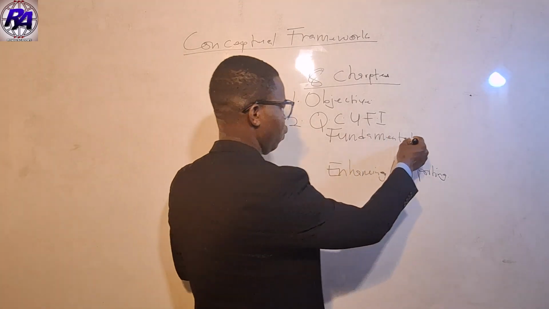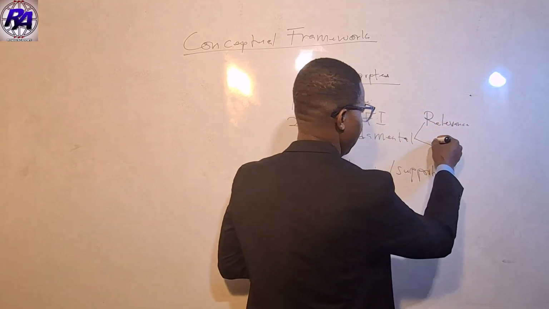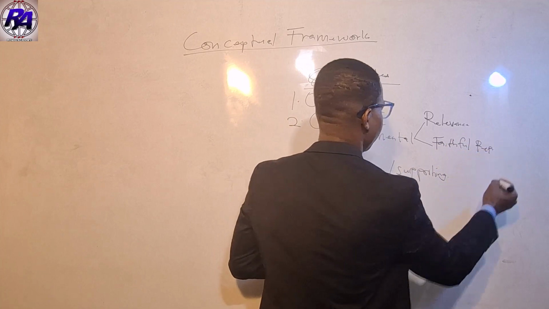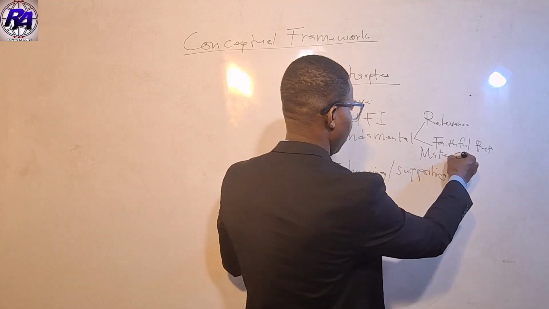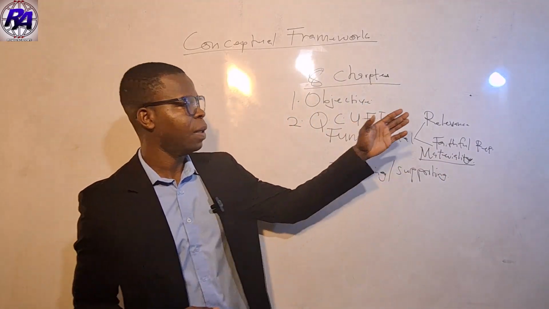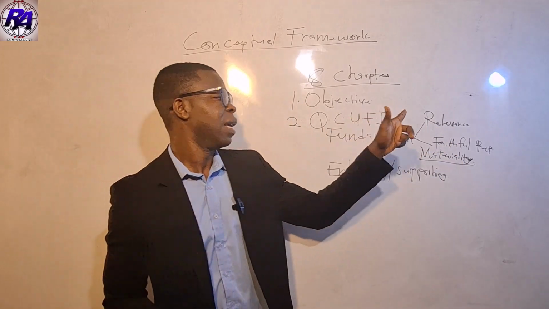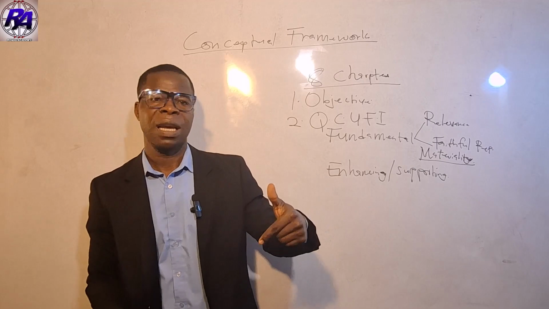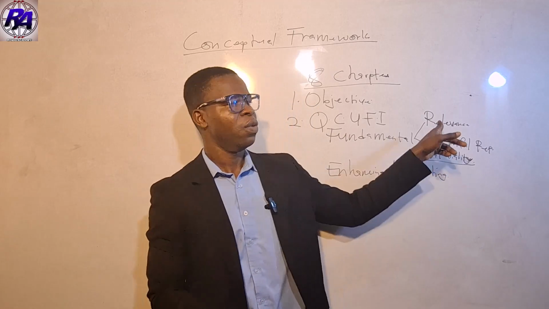Now, the fundamental has to do with just two: relevance, and then faithful representation. And sometimes we add materiality. The materiality is added because for something to be relevant, it depends on its materiality. When you are talking about relevance, it depends on materiality because for something to influence the decisions of end users, it must be relevant, and that relevance has to do with materiality.